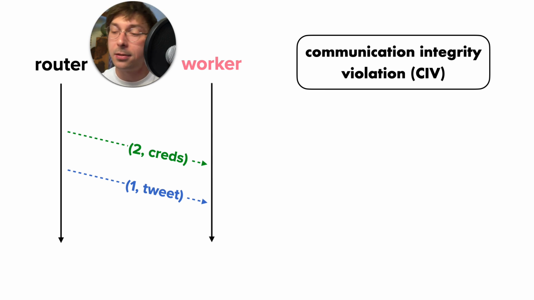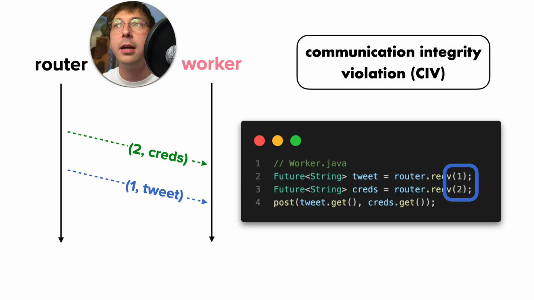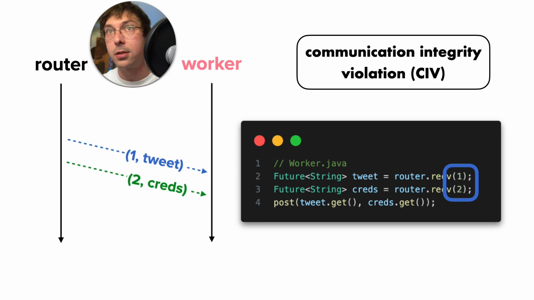These are both strings. So now we're making sure that the router, whenever it sends credentials, will always attach the number 2 to it. And whenever it sends a tweet, it'll always send the number 1 with that message. And so the worker code that we generate will just say, whenever I get a message with the tag 1, that's going to be the tweet. When I get a message with tag 2, it's going to be the credentials. It doesn't matter what order those messages arrive. Awesome. Now we won't get this communication integrity violation. So we have to patch the compiler to generate these numbers to make sure that you don't get these kinds of issues.